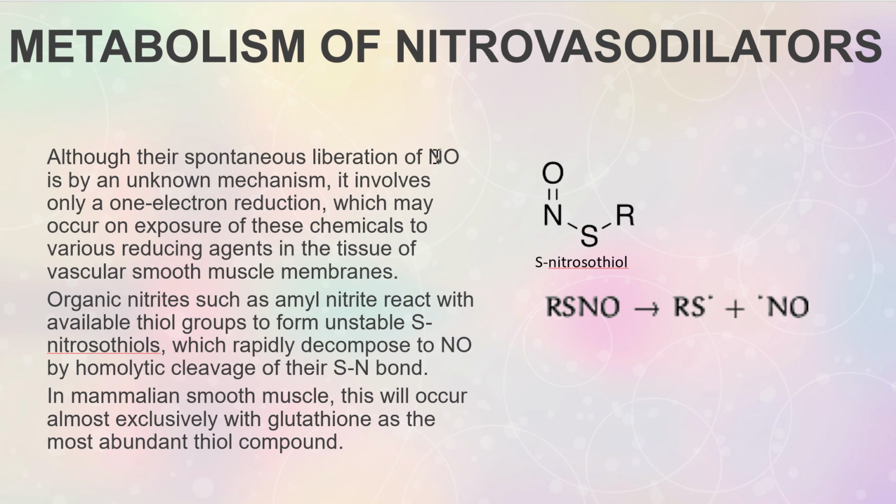Although their spontaneous liberation of nitric oxide is by an unknown mechanism, it involves only a 1-electron reduction, which may occur on exposure of these chemicals to various reducing agents in the tissue of vascular smooth muscle membranes. So organic nitrites such as amyl nitrite, and we saw the structure, react with available thiol groups to form a very unstable S-nitrosothiol, and we have a generic structure here, which rapidly decomposes to nitric oxide by homolytic cleavage of its S-N bond. In mammalian smooth muscle, this will occur almost exclusively with glutathione as the most abundant thiol compound.